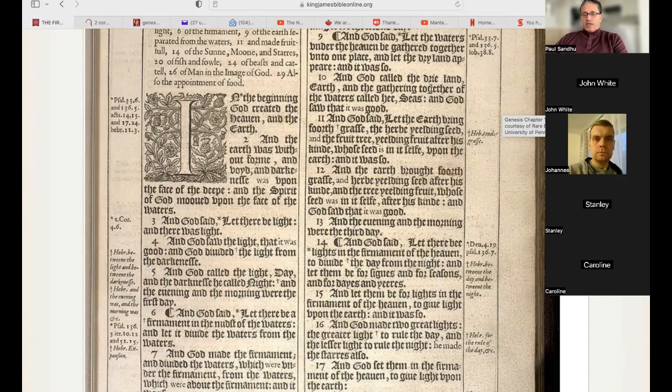And God said, let the earth bring forth grass, the herb yielding seed, and the fruit tree yielding fruit after his kind, whose seed was in itself upon the earth, and it was so. See this here, I love these little margin notes they have in here. God said, let the earth bring forth grass. And it is telling us tender grass in the Hebrew. That word grass actually means tender grass.